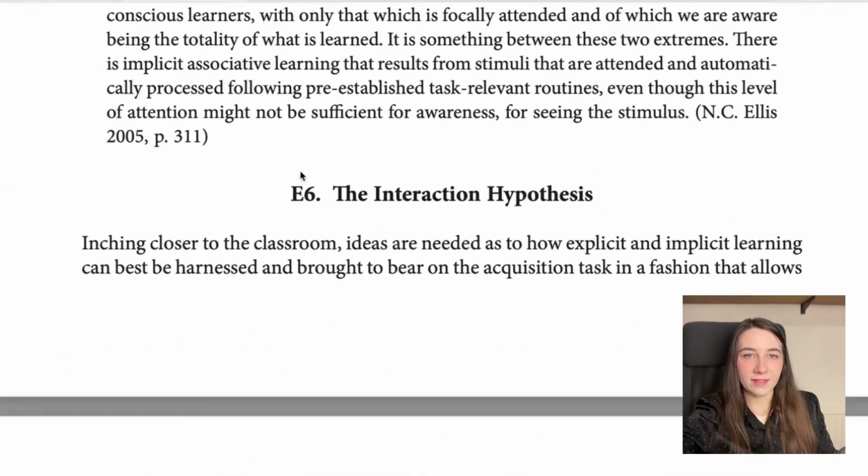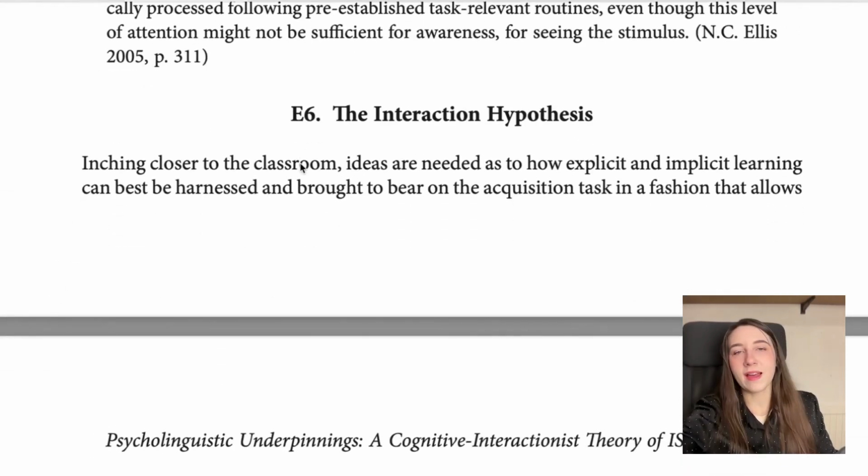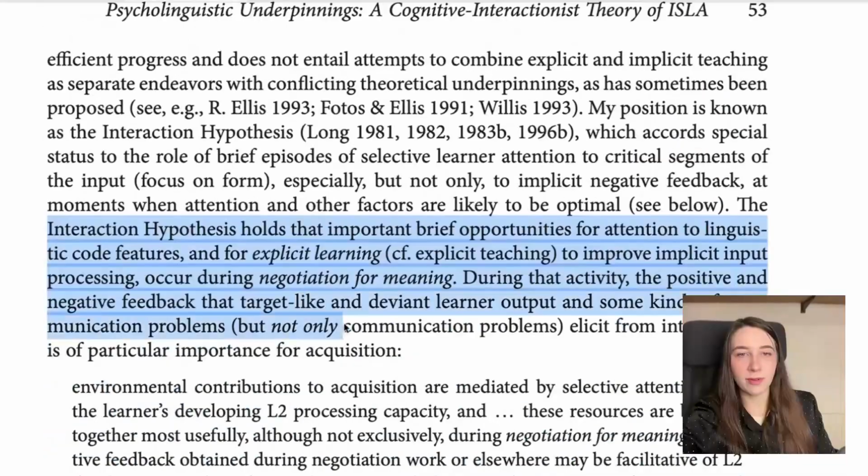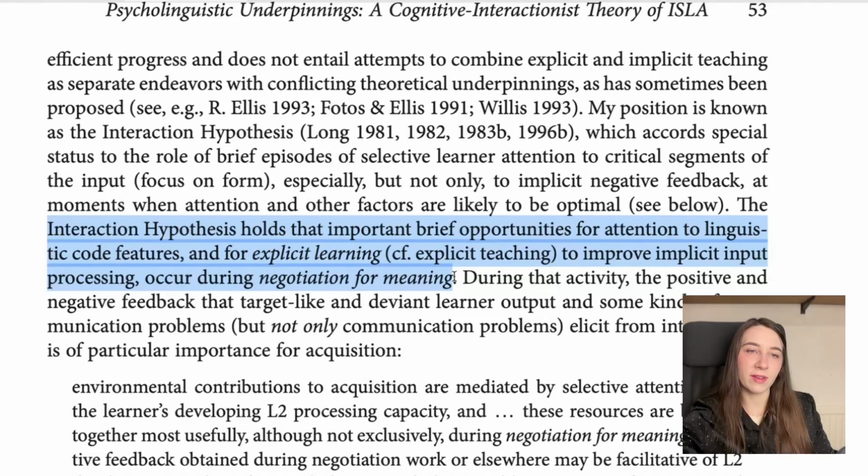Okay, so now we get E6. So now we get to Long's interaction hypothesis. So I'm going to read a passage from this part. The interaction hypothesis holds that important brief opportunities for attention to linguistic code features and for explicit learning to improve implicit input processing occur during negotiation for meaning.